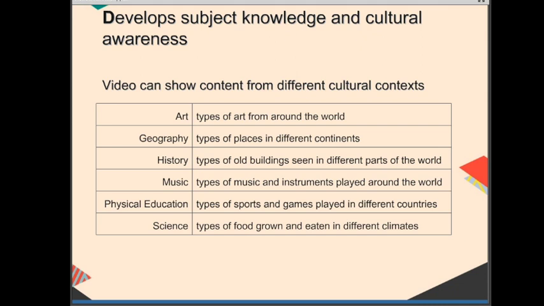In art, types of art from around the world are shown, from museums and elsewhere in the street. Geography, types of places in the video come from different continents. History, types of old buildings such as castles are seen in different parts of the world. In music, a wide range of types of music and instruments played around the world are shown in the videos. For physical education or sport, there are lots of sports and games played in different countries. And in science, types of food grown and eaten in different climates.